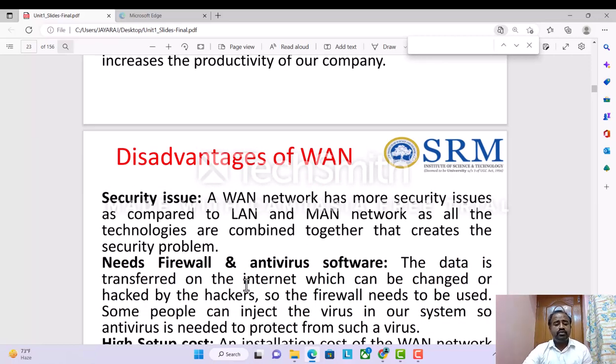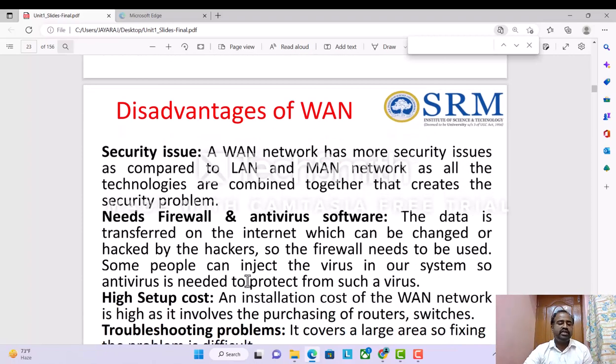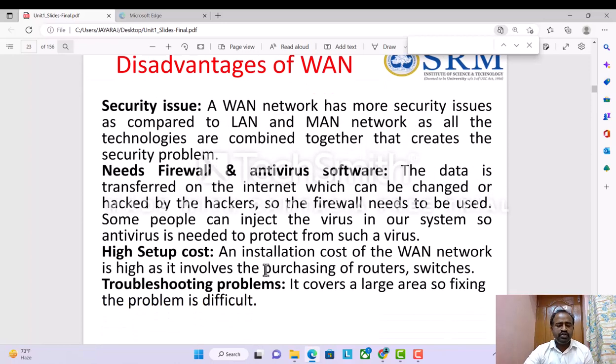Disadvantages. Since the network is getting bigger and bigger, we will have security issues, which means we have to protect the data which is transferred through the internet. That is why we install firewalls and antivirus software. When data is transferred over the internet, we have to protect it from hackers. When a virus is injected into the system through the network, the firewall will protect it. The antivirus software will remove the threat.